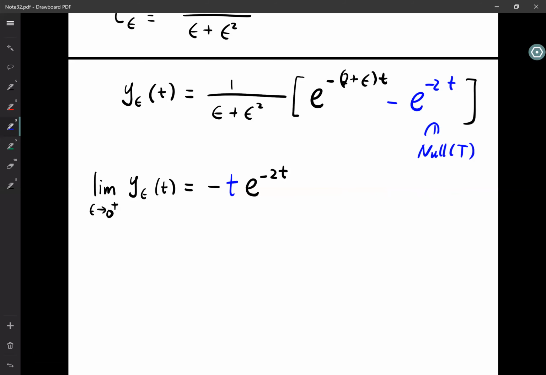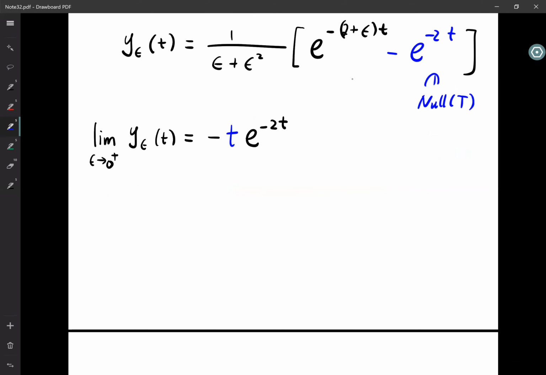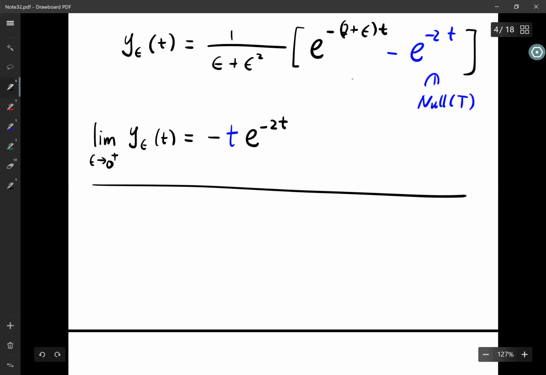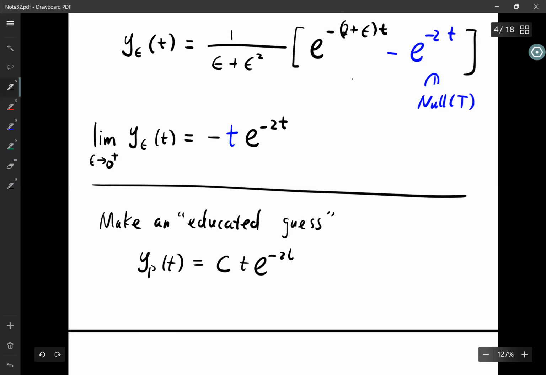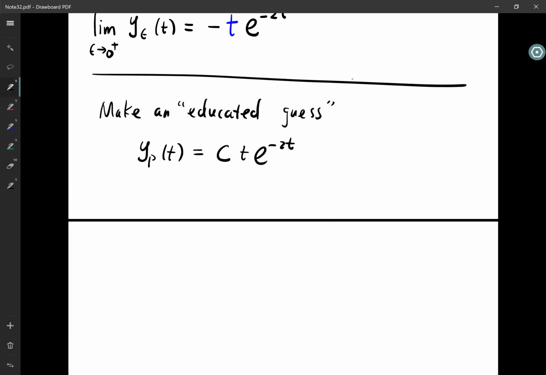When it's in the null space, what saves you is this extra polynomial factor, t. And how do you get this polynomial factor? One way to think about that is to think in terms of this limiting process. You can think of this as a way to convince you that you should take this kind of form. Instead, once you know it always takes the form of some polynomial times exponential minus 2t, you can make an educated guess: y_p(t) is some constant times t exponential minus 2t, and then see whether it works. So we can just check.